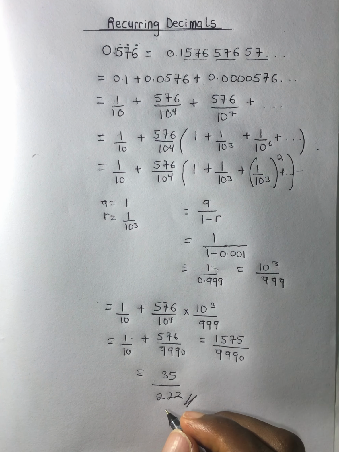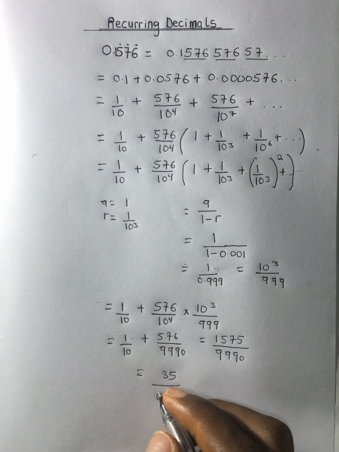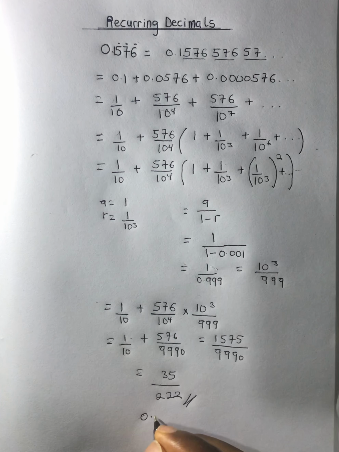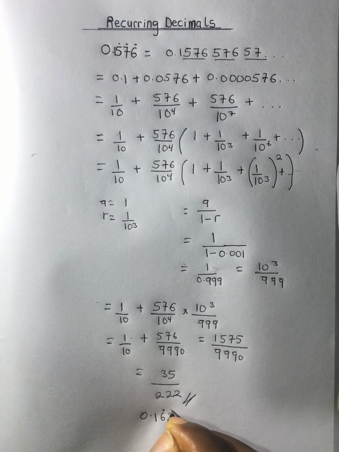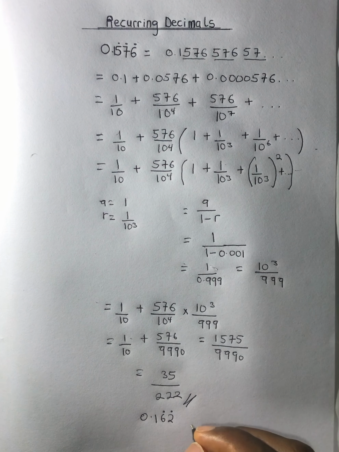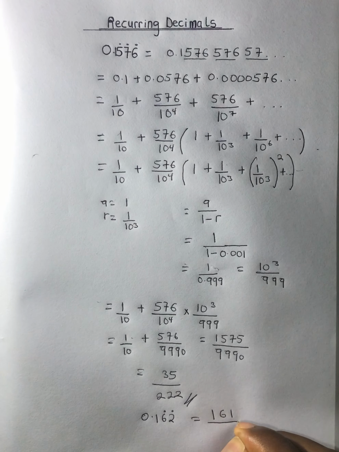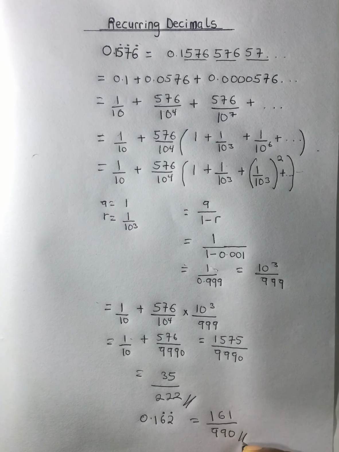Now I'm going to leave you with an example, and please solve it and leave your answer in the comment section. So the question is, express 0.162 with 6 and 2 recurring in a fraction, of course, in its lowest term. And the answer you should be getting is 161 on the denominator, 990.